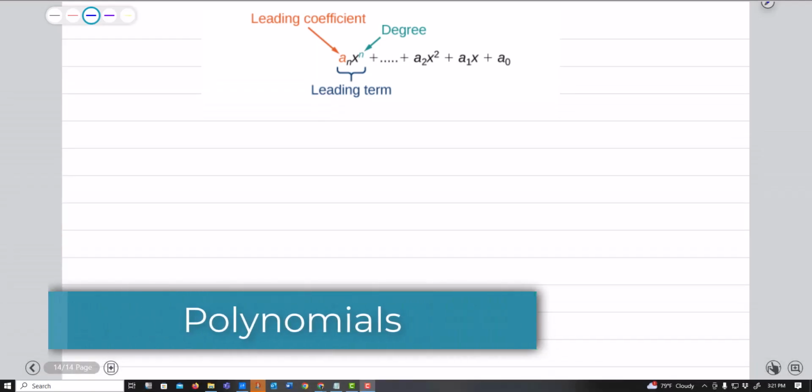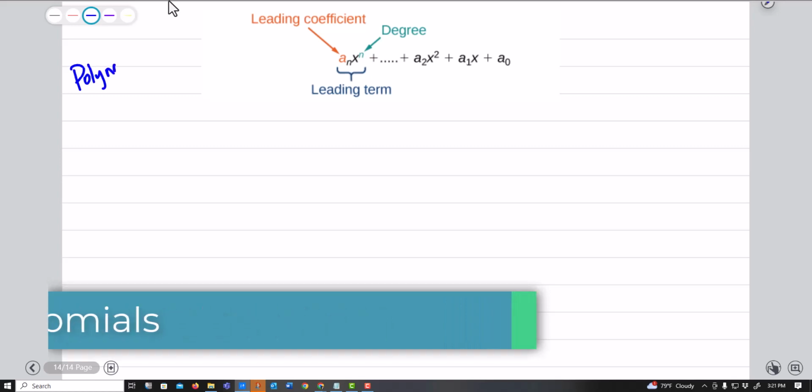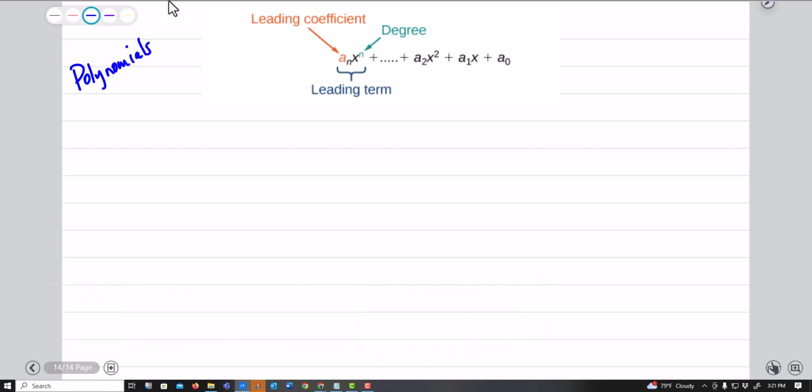This last section is going to be talking about polynomials, where now we get into variables with exponents and all that kind of good stuff. And so when you have one of these polynomials, notice that whatever the value in front of the variable, so let's say I have 3x squared minus 5x plus 7.